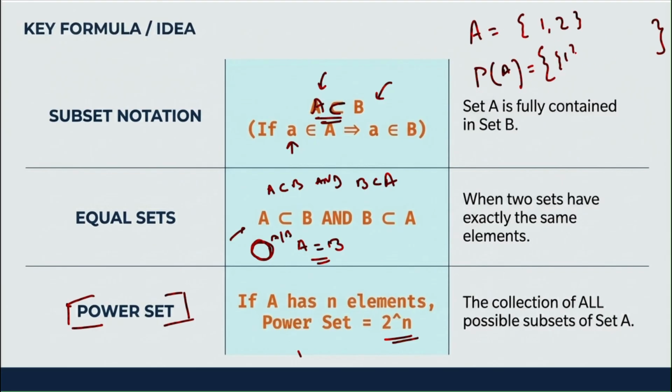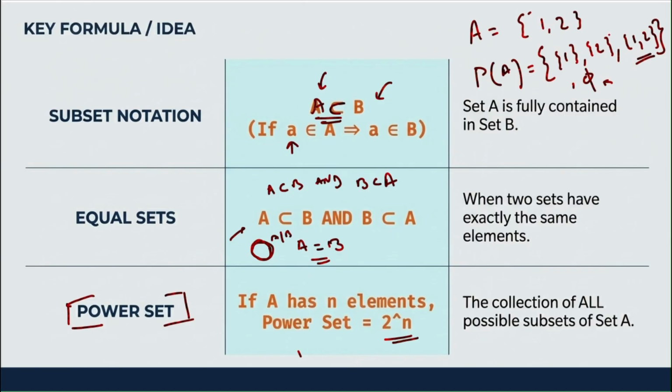So first I can take one element. So 1 and 2, these will be the subsets. Next I can take both elements. So this is basically the entire set A. And also there will be a fourth element, which is the null set. So you have to remember that every set has as subsets the original set itself as well as the null set.